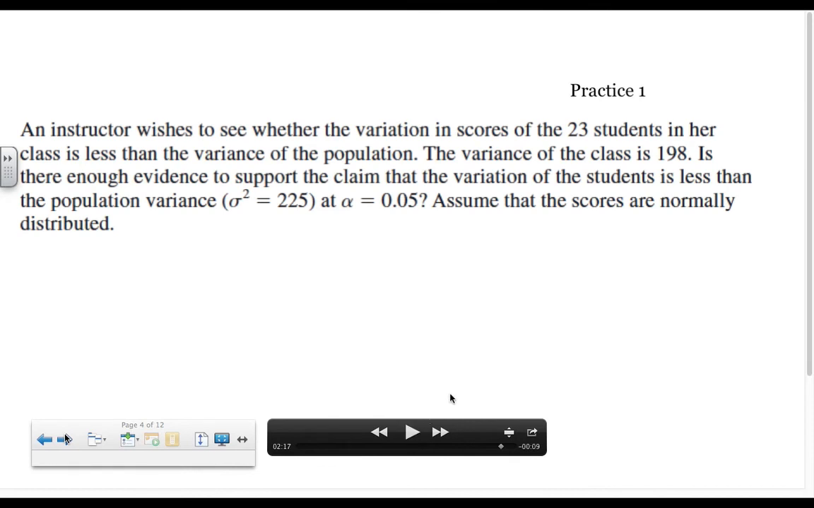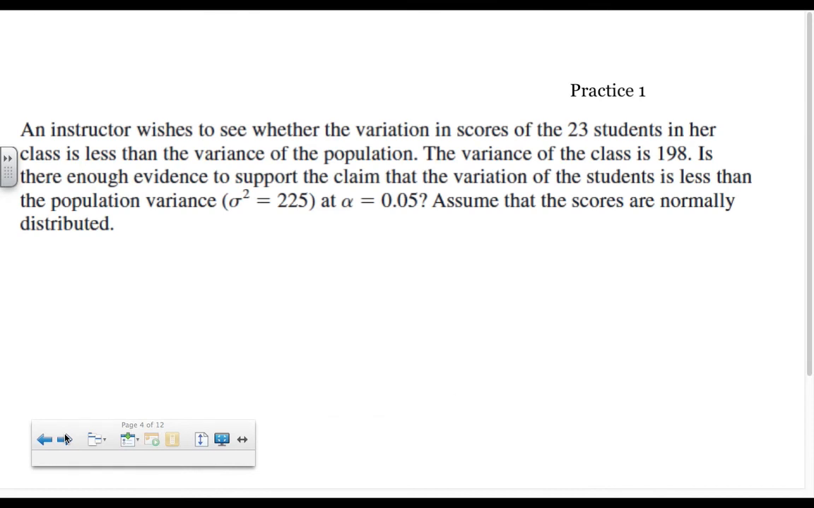All right, so practice. An instructor wishes to see whether the variation in scores of 23 students in her class is less than the variance of the population. So now we're going to go less than, so we need to actually look at the 0.95 instead of 0.05. The variance of the class is 198. Is there enough evidence to support the claim that the variation of students is less than the population variance 225 at alpha equals 0.05? So now instead of looking at 0.05, we're going to look at 0.95 because we want the smaller critical value.